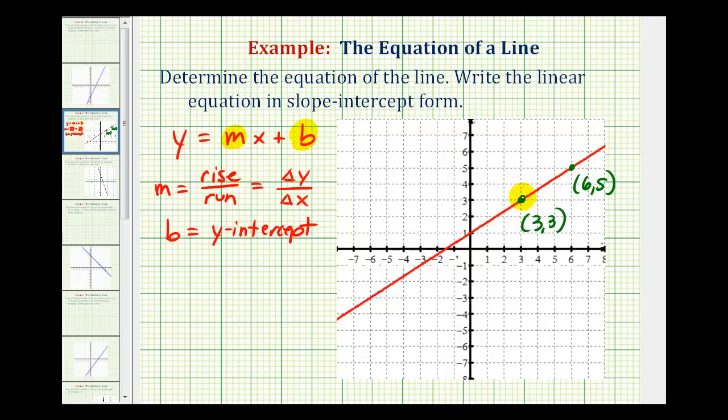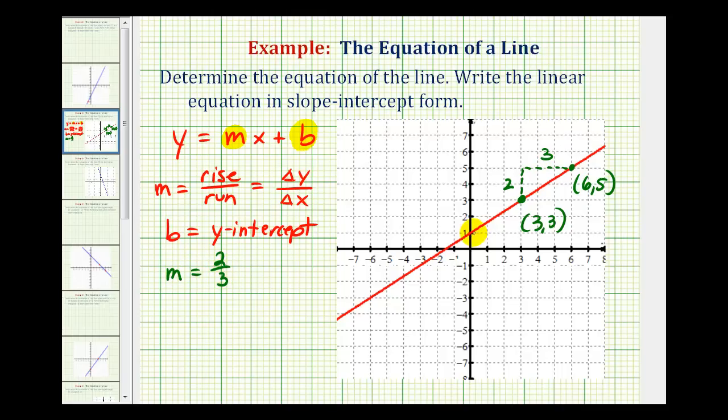So for example, if we move from this point to this point, notice how we'd have to go up 2 units and right 3 units. So if we move up 2 units, that means the change in y, or the rise, would be positive 2. And if we move right 3 units, that means the run, or the change in x, would be 3. Therefore, the slope of this line is equal to 2/3.